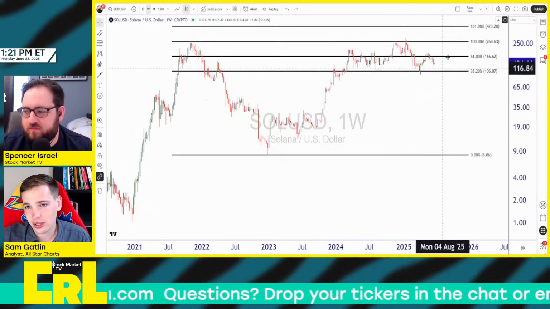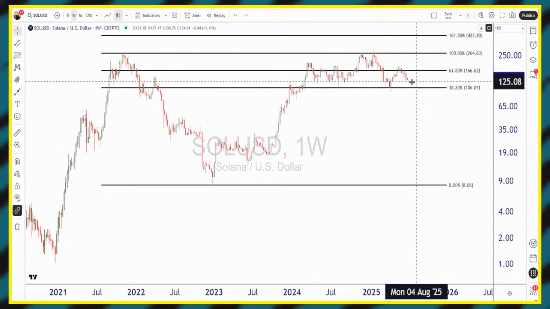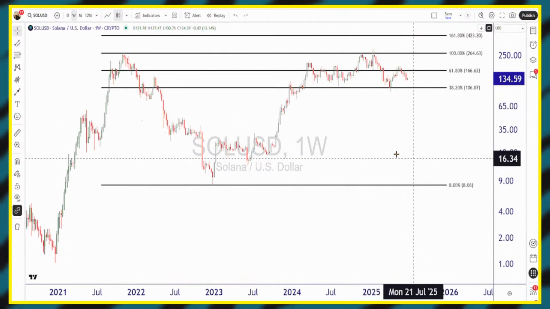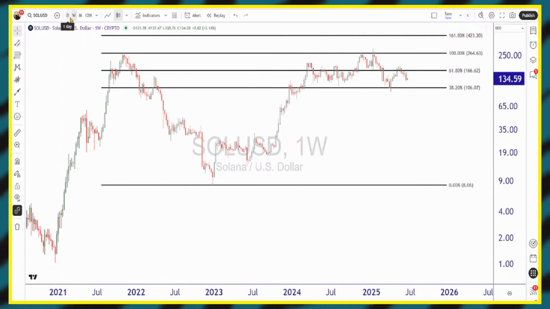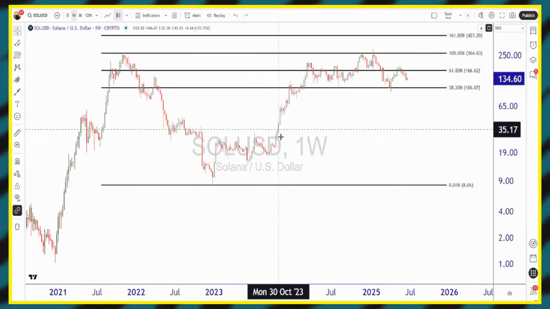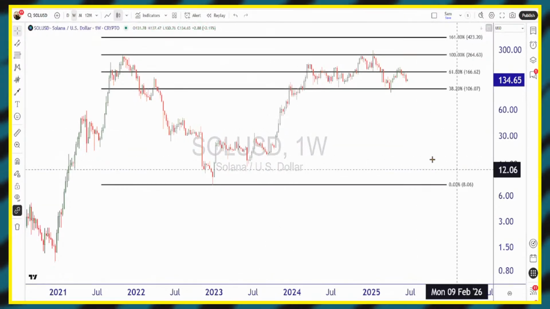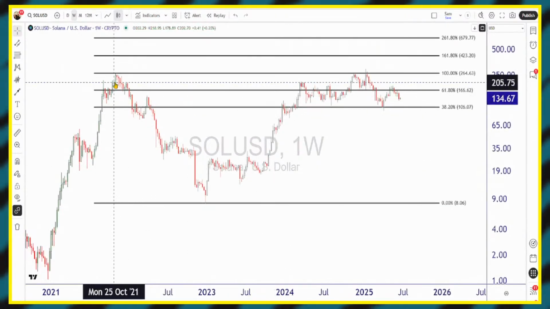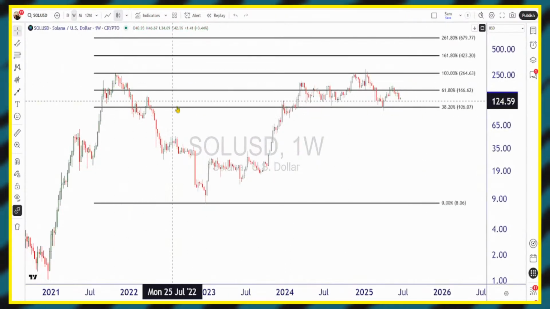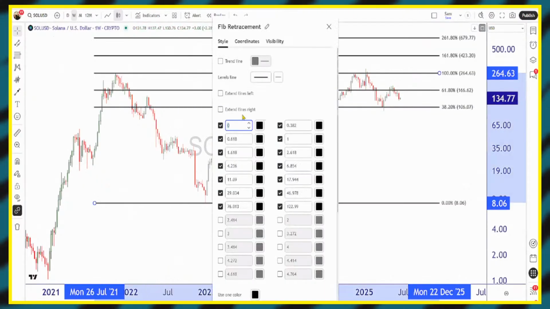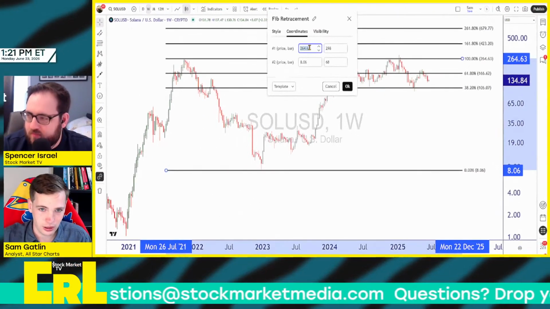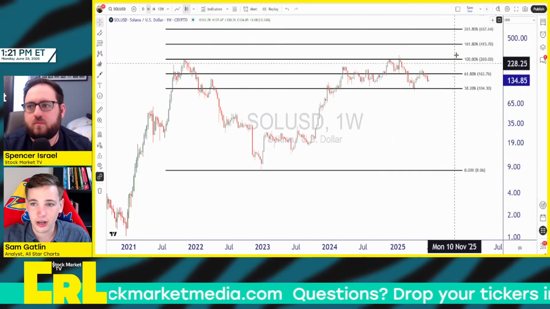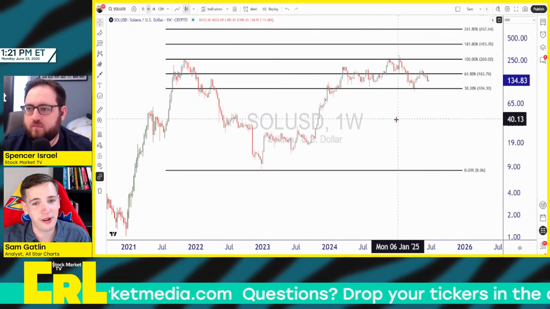So I think you could get involved above 166 or short it below 106, but there's nothing to do here in the middle of this range. I think the bigger trade here and the much more interesting one, in my opinion, is a breakout above this prior cycle's peak, which is 260, almost on the dot. So let's change that here, 260. And a breakout above 260, I think, would be very interesting.